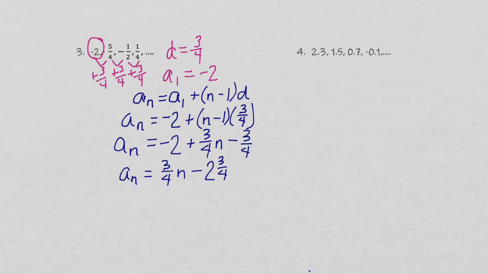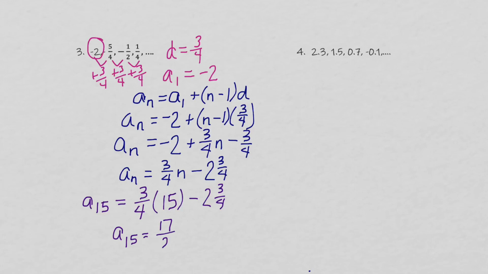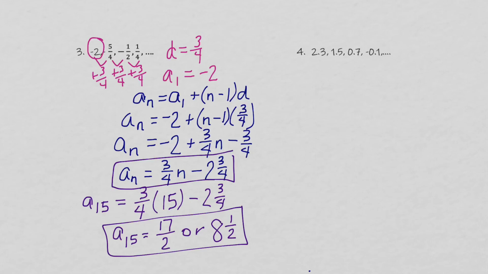And then we can find our a sub 15. So I want to find out what a sub 15 is, and I type it in my calculator. 3/4 times 15 minus 2 3/4. And my a sub 15 would be 17 over 2. Or that would be what? 8 1/2. All right, so you've got your general term, and then you've got your a sub 15. All right, last one. Let's look at that last one here.